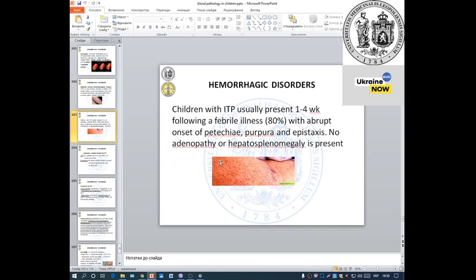Children with immune thrombocytopenic purpura usually present 1-4 weeks following a febrile illness with abrupt onset of petechiae, purpura, and epistaxis. No adenopathy or hepatosplenomegaly is present.